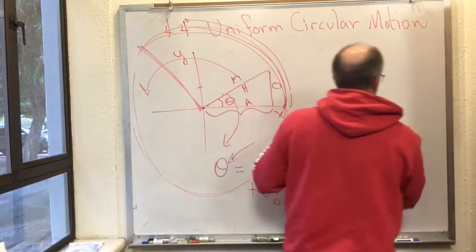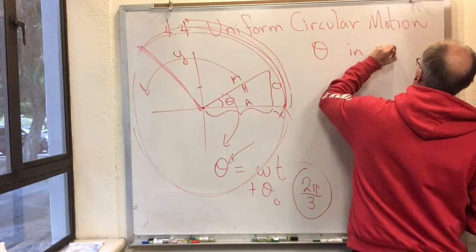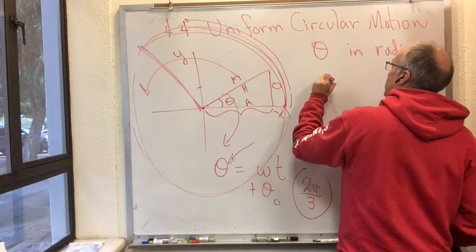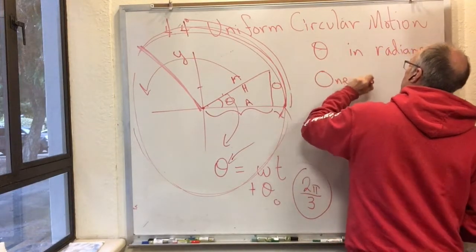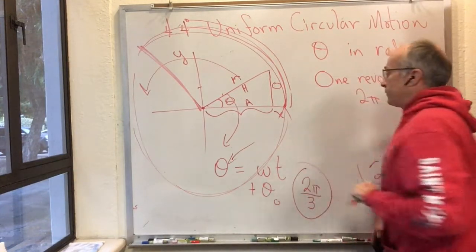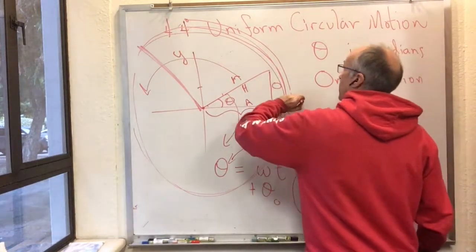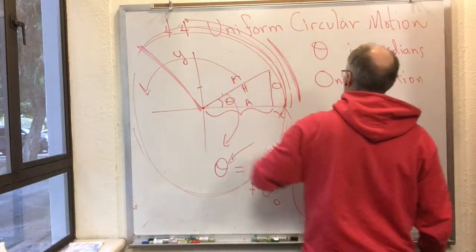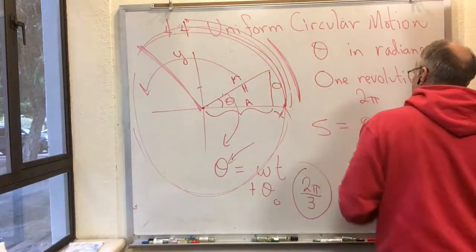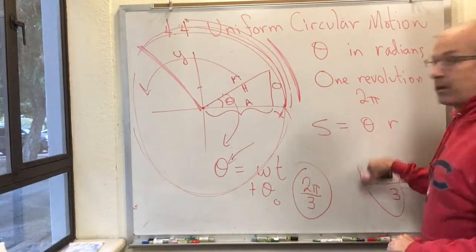That is the trick. If we measure theta in what we call radians, and one revolution corresponds to 2 pi radians, then the amount of arc length traced out, which we could call S, is just theta times r. And if you put in theta equals 2 pi, you get the whole circumference.